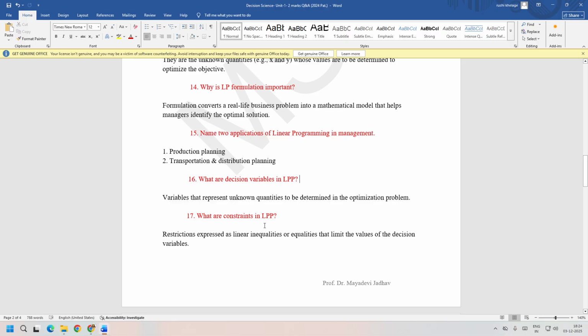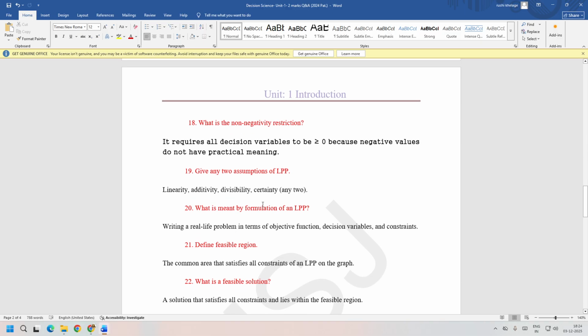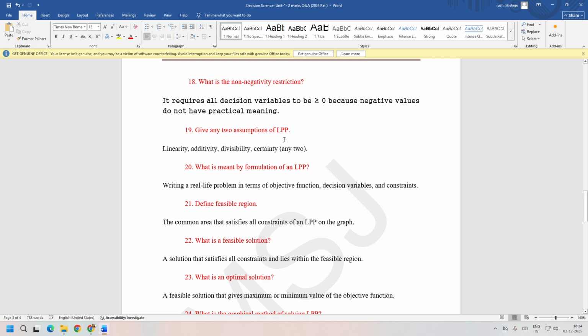What are constraints in a linear programming problem? I think we have seen this question. Restrictions expressed as linear inequalities or equalities that limit the values of decision variables. What is the non-negativity restriction? It requires all decision variables to be greater than or equal to 0 because negative values do not have practical meaning. Give any two assumptions of linear programming problem: linearity, additivity, divisibility, certainty.